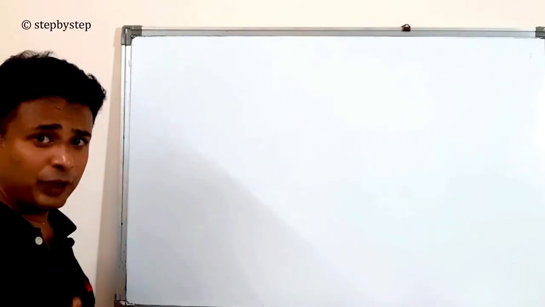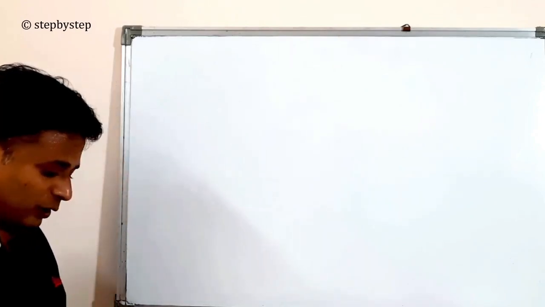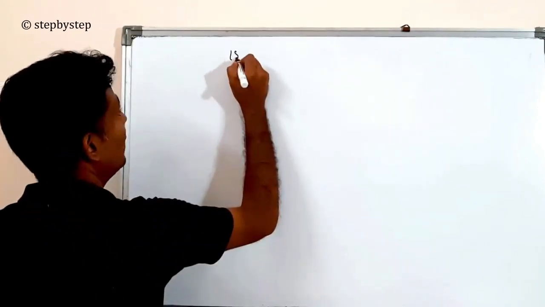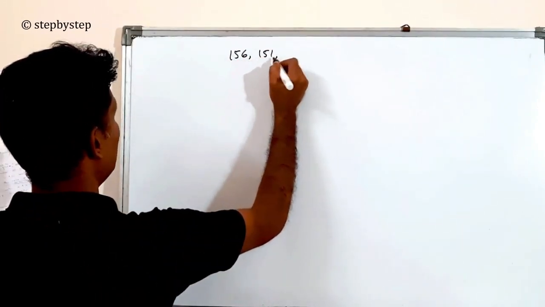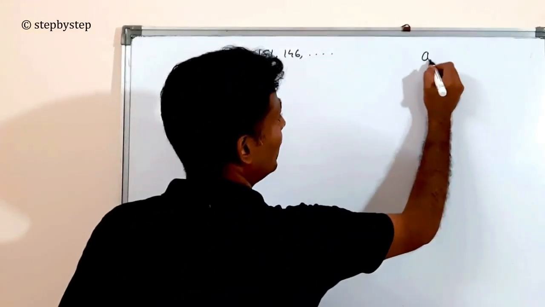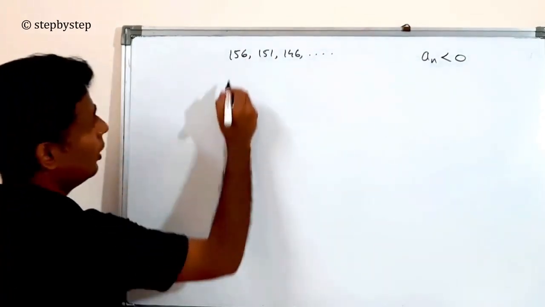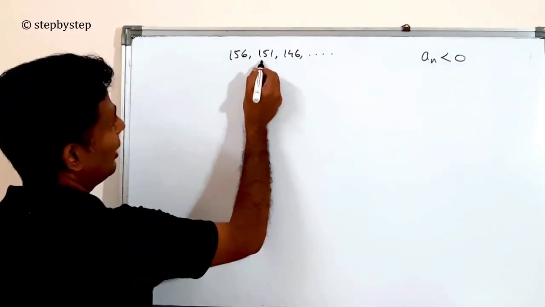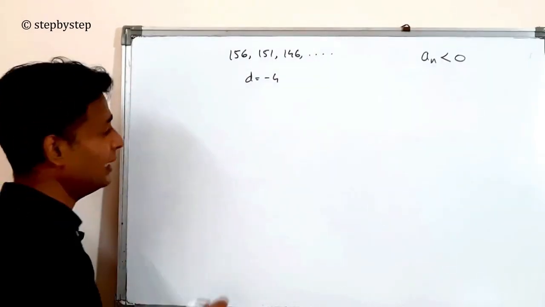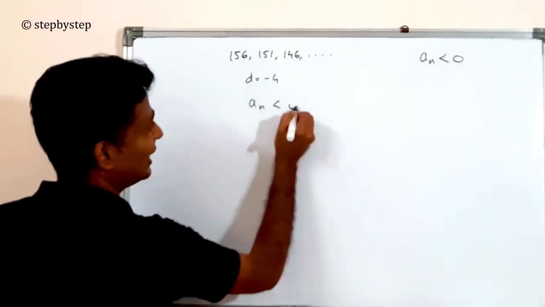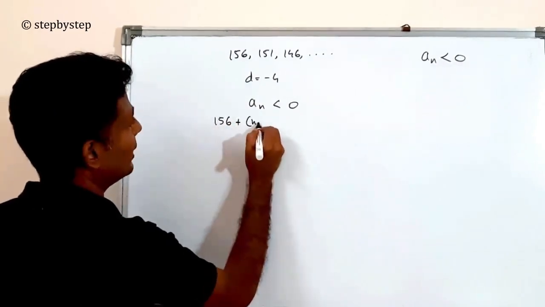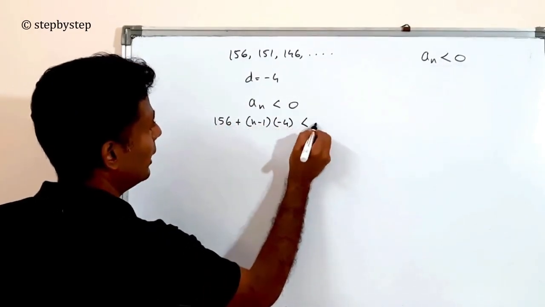Now the last, 15th problem, which is the first negative term of the AP 156, 151, 146. If you remember, to find the first negative term, we know that a of n should be less than 0. We know a, we know d, that is 151 minus 156, so d is equal to minus 4, and we just need to find a of n less than 0. So since a of n should be less than 0, we'll substitute the formula a plus n minus 1 into d, that is minus 4, less than 0.